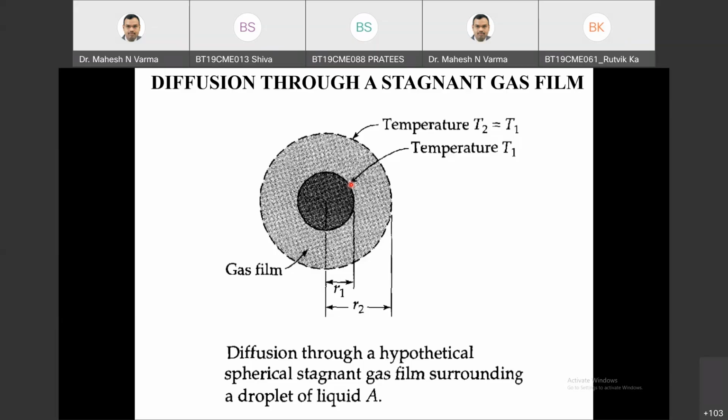Roll number 60, Aditya. Yes, sir. How to calculate the concentration XA1 at the interface between gas and liquid? Sir, using Raoult's law, saturation pressure. Yeah, using saturation pressure. So what will be the exact equation, Aditya?